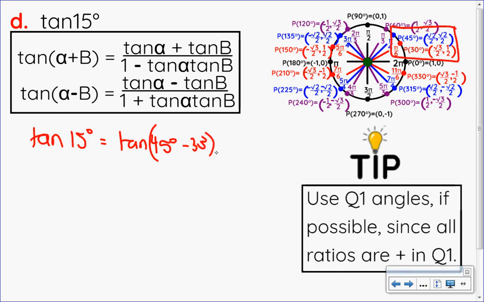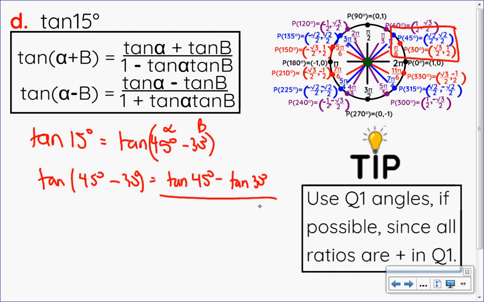Now, it's not as simple as doing tan of 45 and subtracting it from tan of 30. I have to apply my formula. So tan of 45 take away 30 is going to be, this will be alpha, this will be beta. Applying the formula, it's going to equal tan of 45 minus tan of 30 all over 1 plus tan of 45 multiplied by tan of 30.